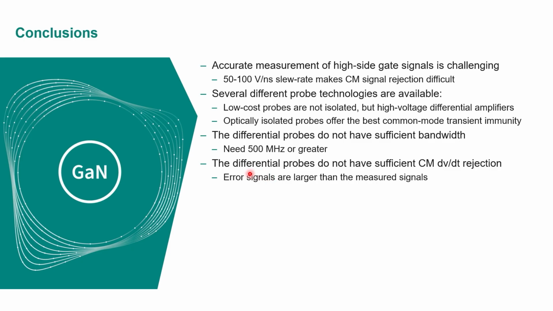The differential probes also don't have common mode dV/dt immunity or rejection. So you end up with these error signals that are larger than the signal you're trying to measure.